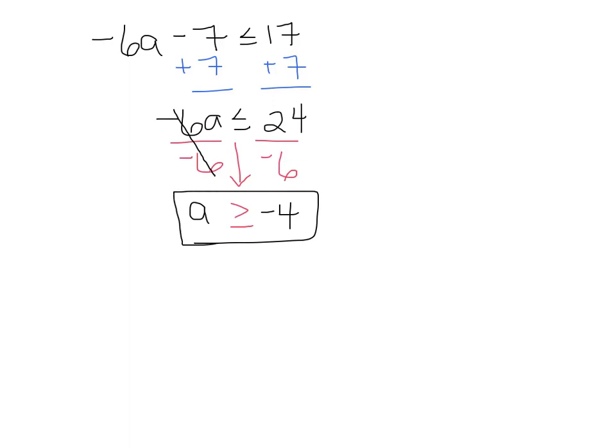Again, everything is the same as an equation, what we did last chapter. The only difference is when you multiply or divide by a negative, you must flip over the inequality.